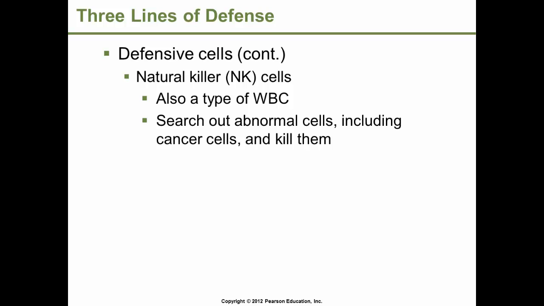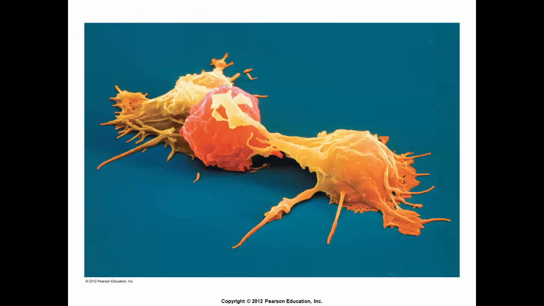Natural killer cells attach to the abnormal cell. They release proteins that cause pores in the cell's membrane. Water enters and the cell bursts. Again, this just shows the mechanism of reaction of a natural killer cell attacking an invading pathogen, or possibly a cancer cell, where it has destroyed it.